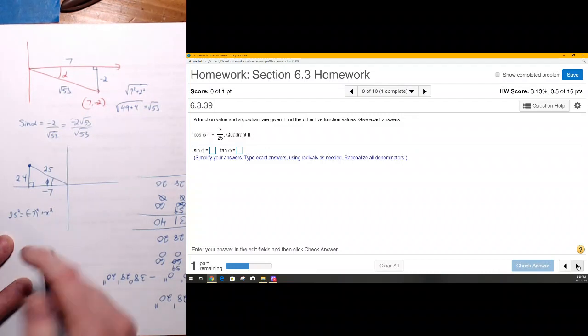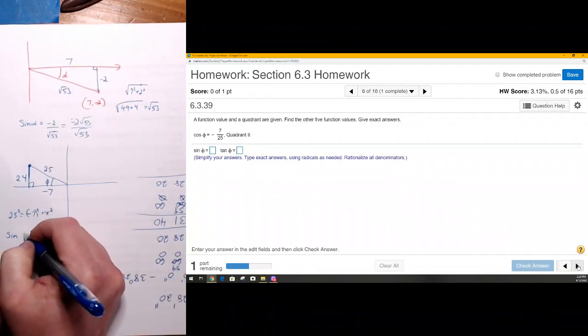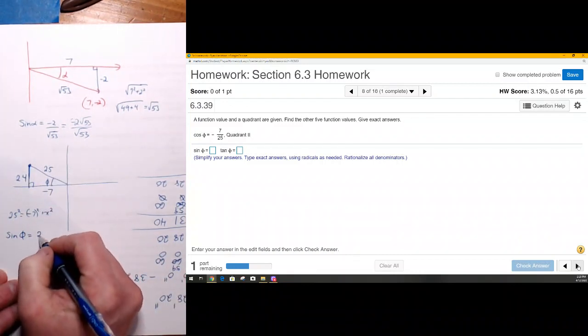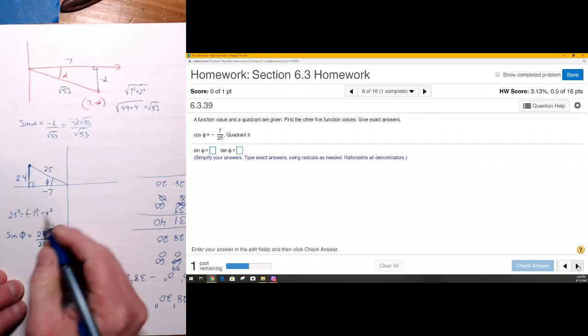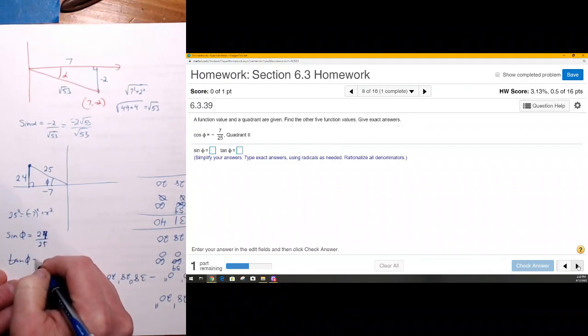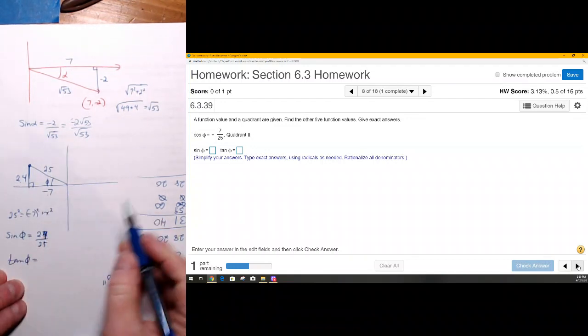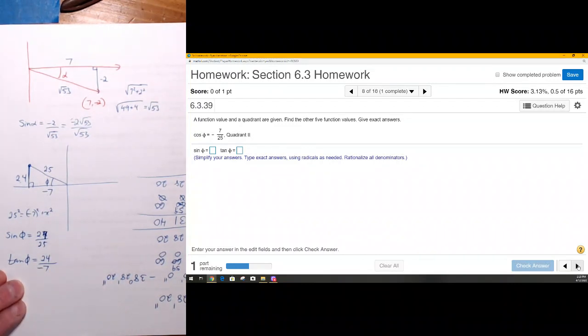So now, once we figure out the side, we can figure out that the sine of phi is equal to 24 over 25. The tangent of phi is equal to 24 over minus 7, and so on and so forth.